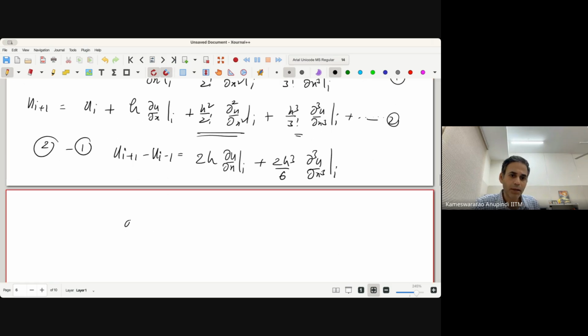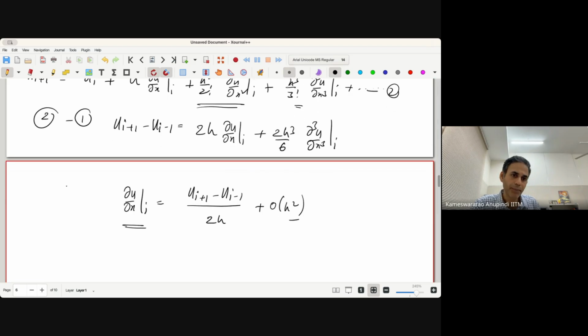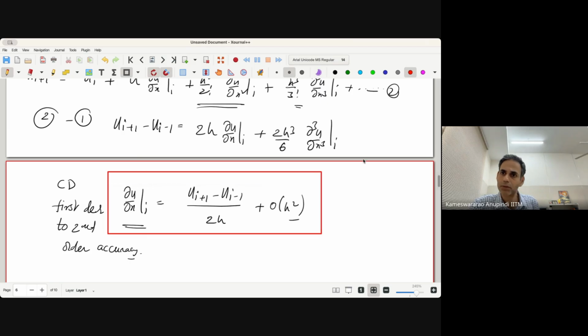That means if I want to calculate what is ∂u/∂x at i, this is going to be u_{i+1} minus u_{i-1} divided by 2h plus order h square, right? So this is the central difference formula for the first derivative to second order accuracy. Okay. Again, this is very straightforward, just like the way we have done before.